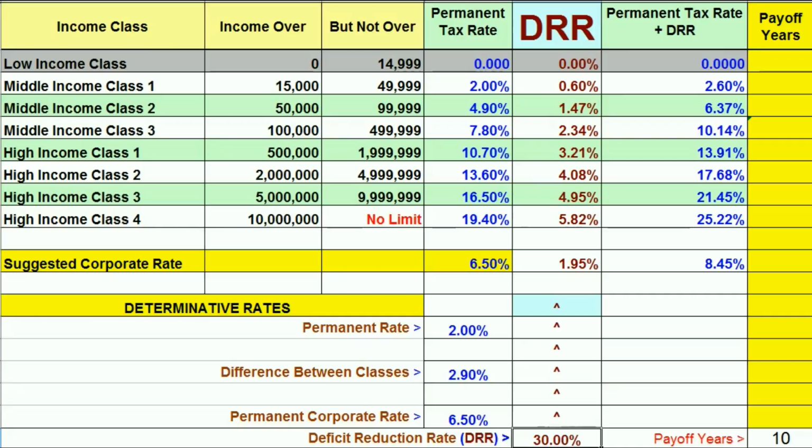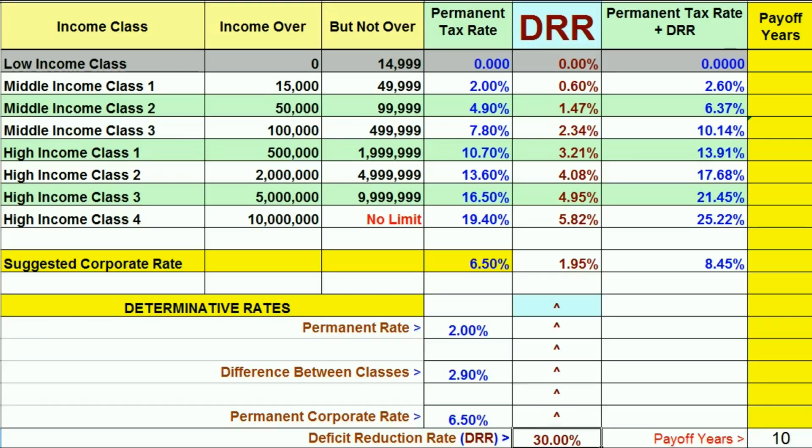Next, we have the permanent tax rate plus DRR column, which is the sum of the previous 2 columns. The last column on the right is the payoff years column, the number of years required to pay off the national debt.